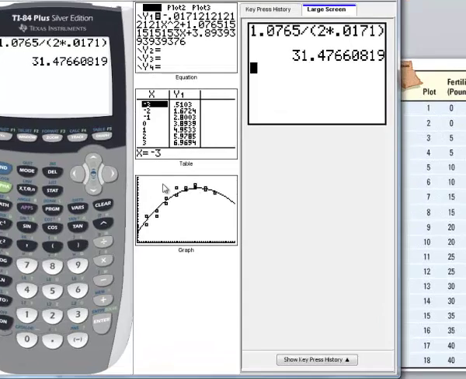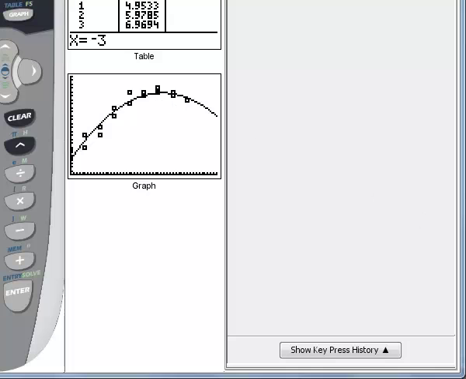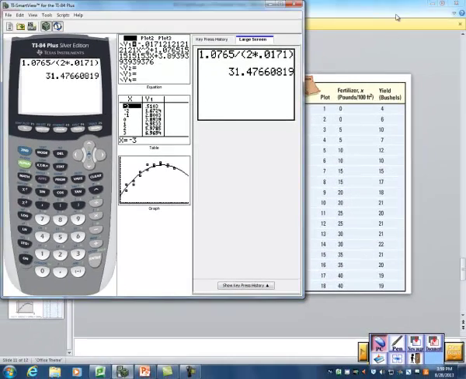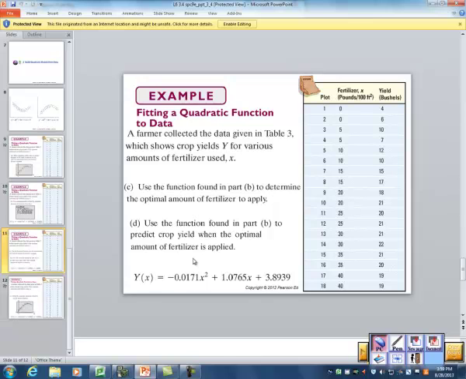And our maximum yield would be, so 31 is a little bit past, so we're looking at somewhere around 21, 22 bushels for maximum yield. Roughly 31.5 pounds of fertilizer will give us a maximum yield of about 21, 22 bushels. Okay. Use the function in part B to predict the crop yield when the optimum amount of fertilizer is applied.